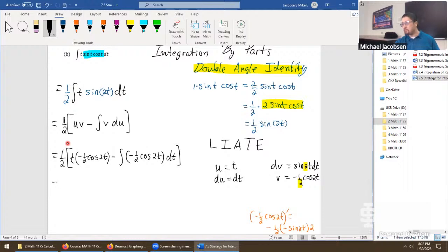So here's our next steps. 1/2 times the quantity, -1/2 t cosine 2t. Here we should pull out all constants. -1/2 is multiplied by -1 for +1/2, leaving integral cosine 2t dt. Then from here out, we just about have it.